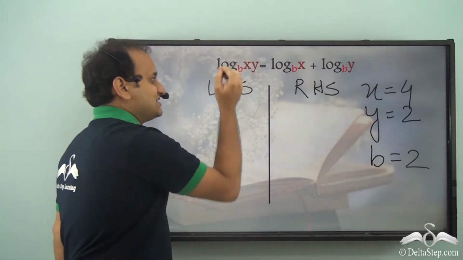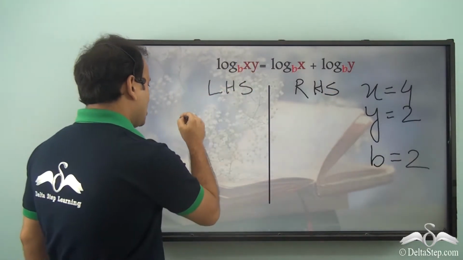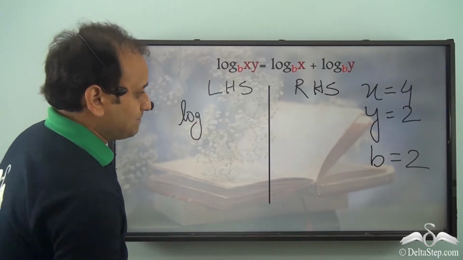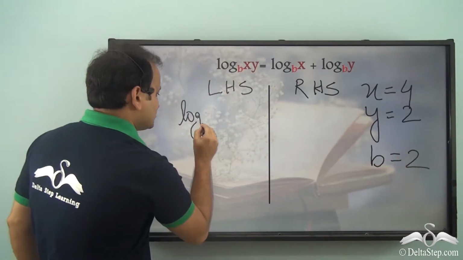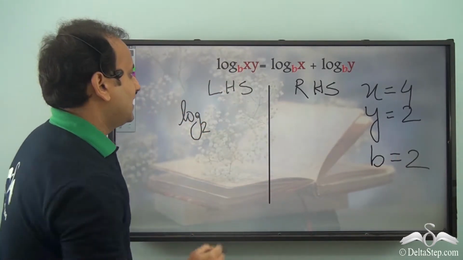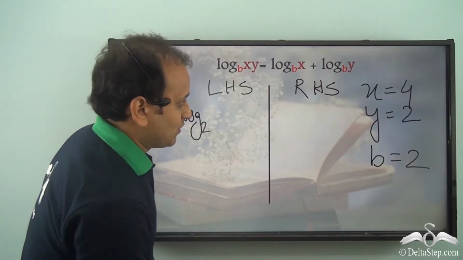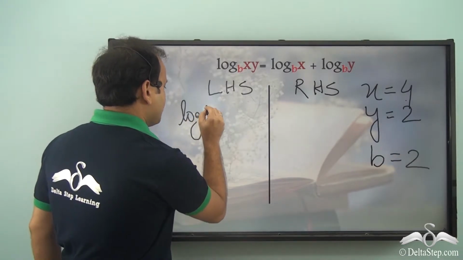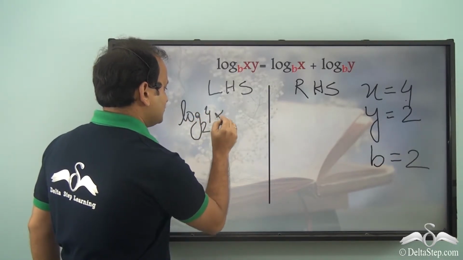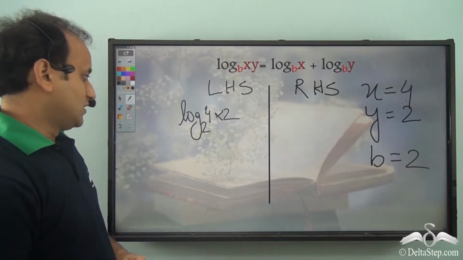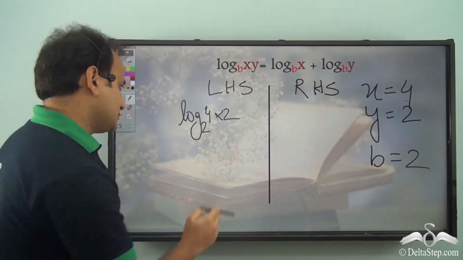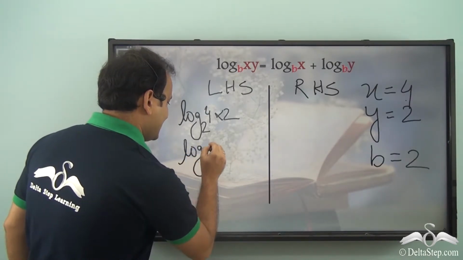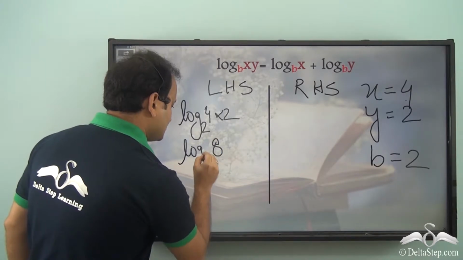So let's take the LHS first. So we have log. Now the base we have taken as 2, right? So we'll take 2 at the bottom and we have x into y. Now x is 4 and y is 2. So we'll write 4 into 2. Now 4 into 2 is 8, right? So this will be log 8 to the base 2.